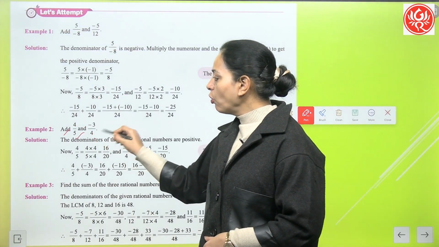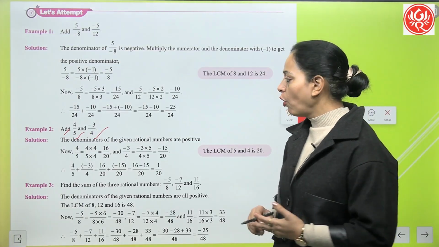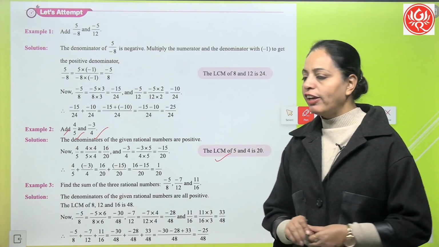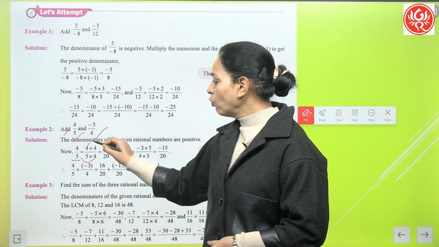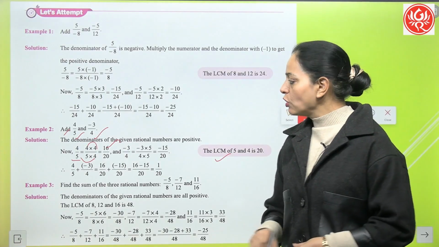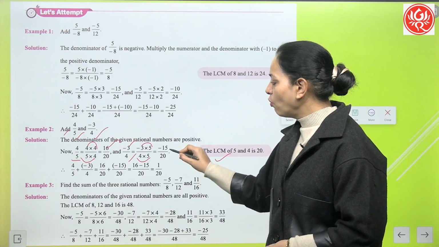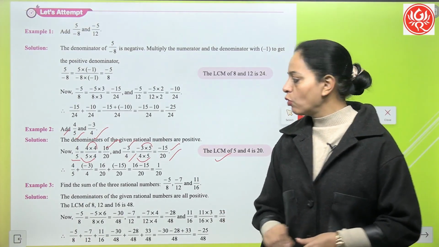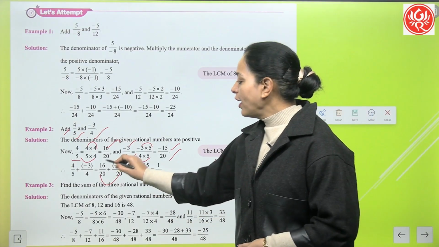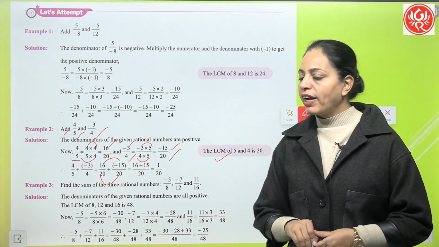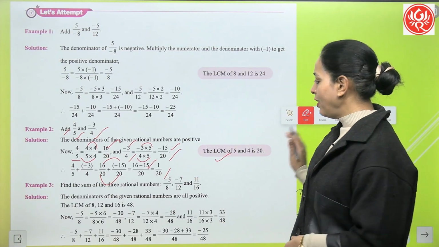Add 4 upon 5 and minus 3 by 4. Again we can see different denominators. Take the LCM of 5 and 4, that is 20. So 4 by 5, 5 into 4, 4 into 4, 16 upon 20 and minus 3 by 4, 4 into 5, 3 into 5, minus 15 upon 20. दोनों को add करेंगे. So here add numerator 16 plus minus 15, that is 1. So 1 upon 20. Okay.